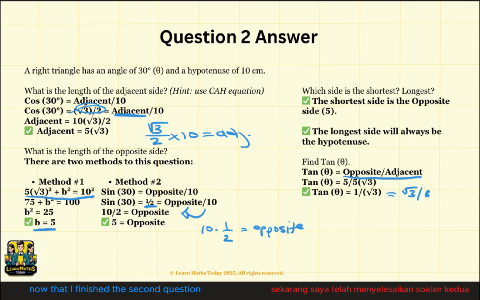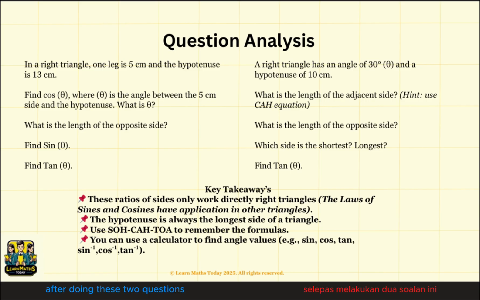Okay, now that I've finished the second question, I'm going to reinforce the topics we just learned as they pertain to trigonometric ratios before moving on. After doing these 2 questions, I hope you will have a better overall understanding of trigonometric ratios and how they can be used in mathematics. Some key takeaways I would definitely remember, just as for Pythagoras, is that these ratios only really work directly on right triangles, and that's something you really should not get mixed up.